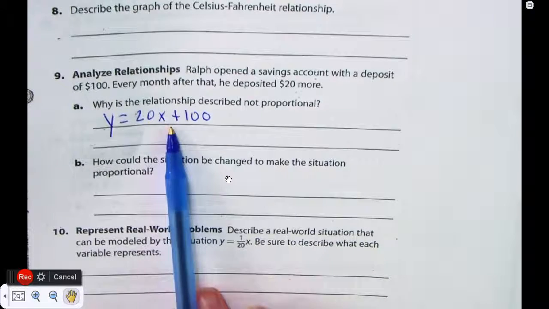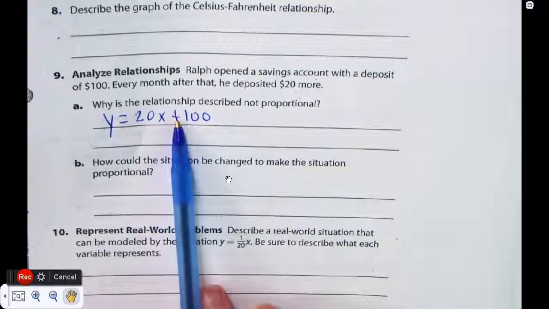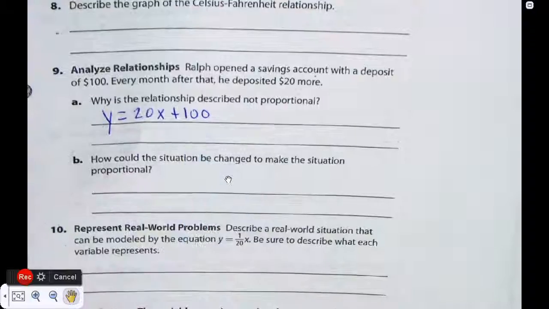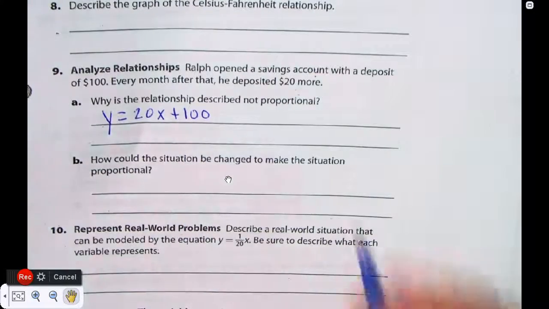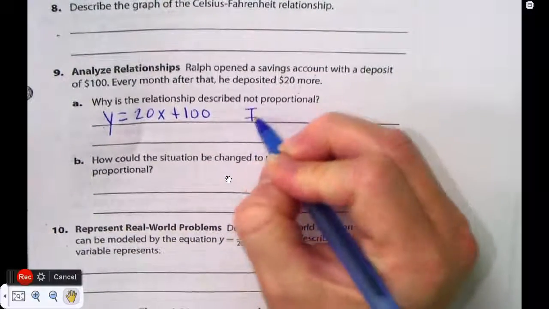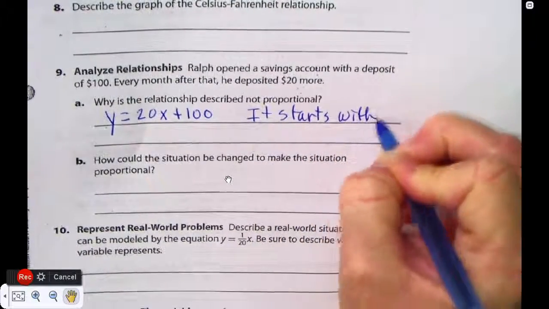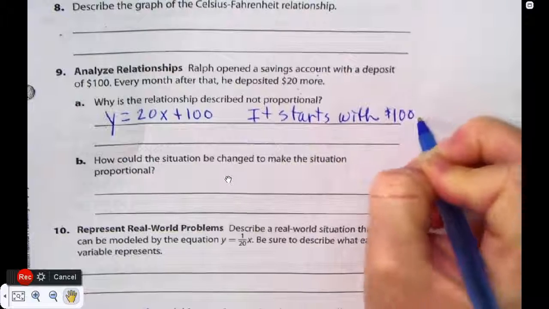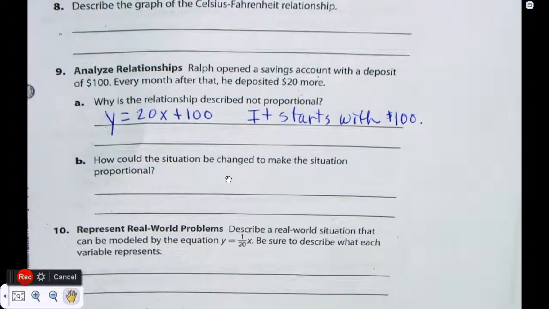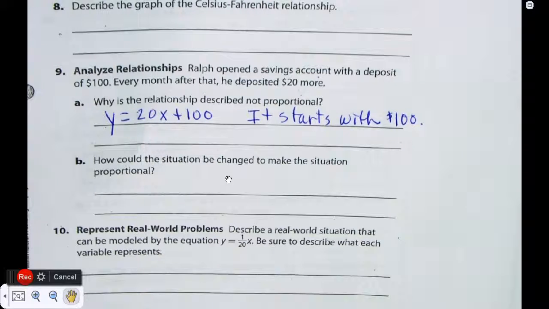Okay, so why is this equation not proportional? It starts, exactly what I want you to say. It starts with $100, not $0. Good job.